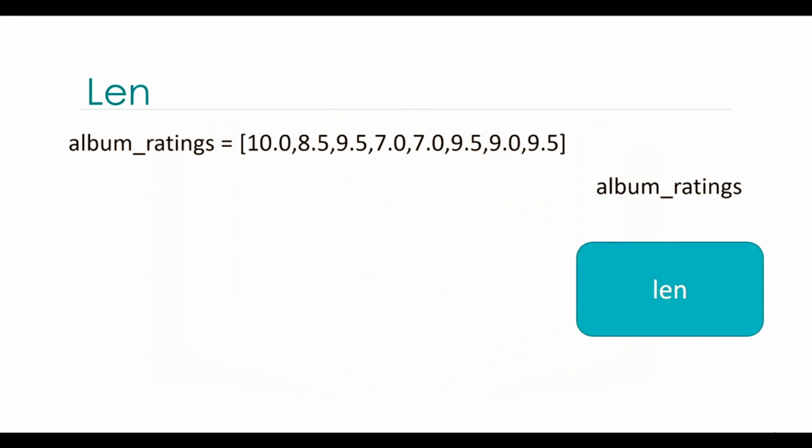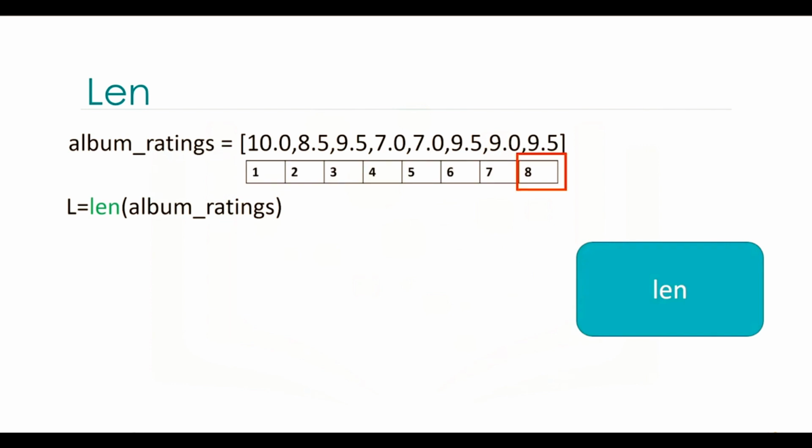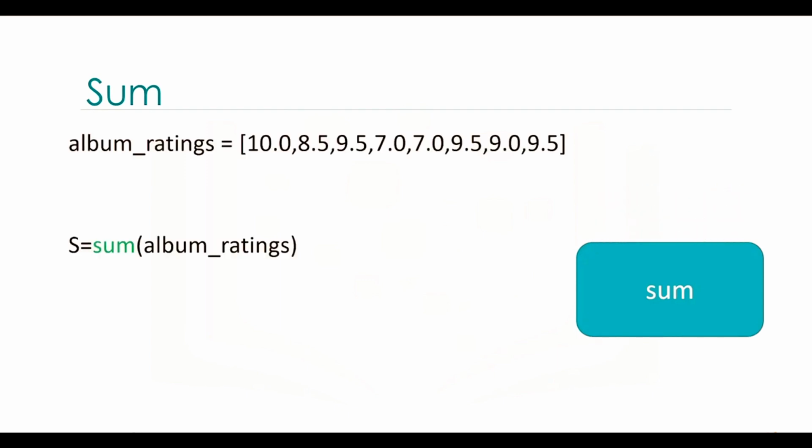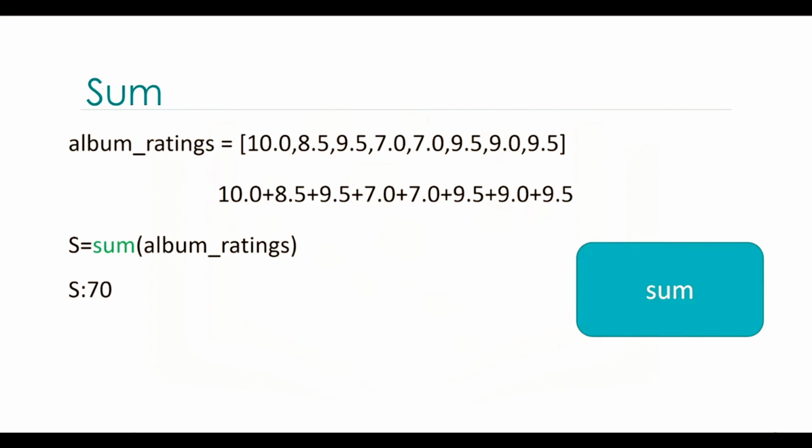Consider the following list. The len function takes this list as an argument, and we assign the result to the variable L. The function determines there are 8 items in the list, then returns the length of the list, in this case 8. The function sum takes in an iterable like a tuple or list and returns the total of all the elements. Consider the following list. We pass the list into the sum function and assign the result to the variable s. The function determines the total of all the elements, then returns it. In this case, the value is 70.